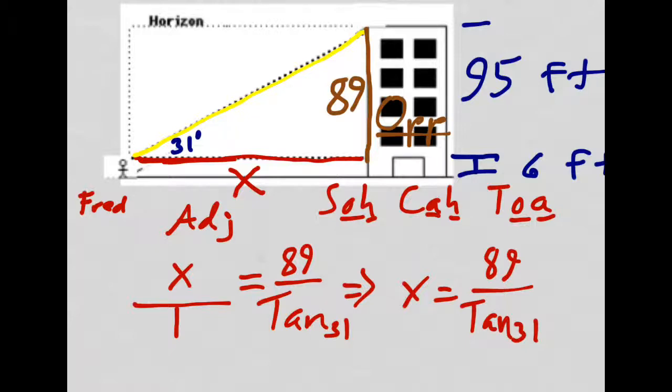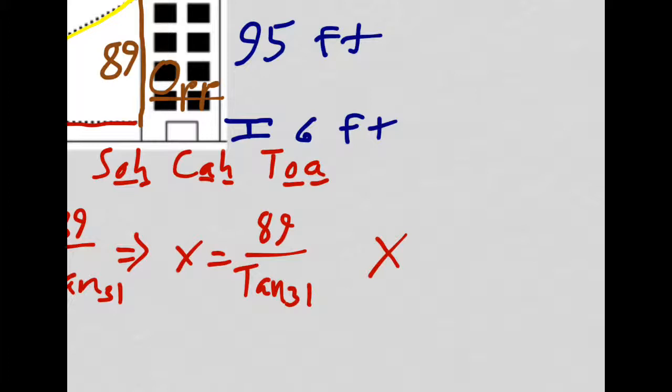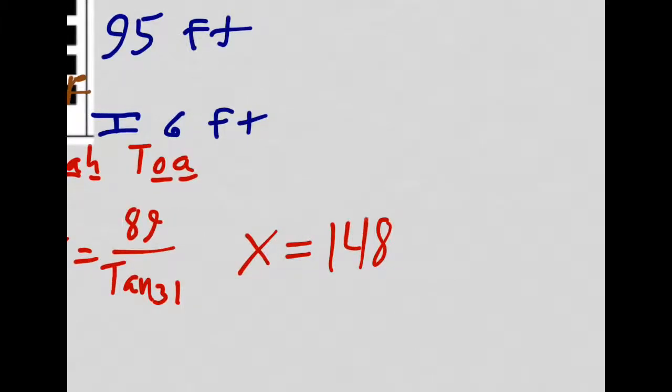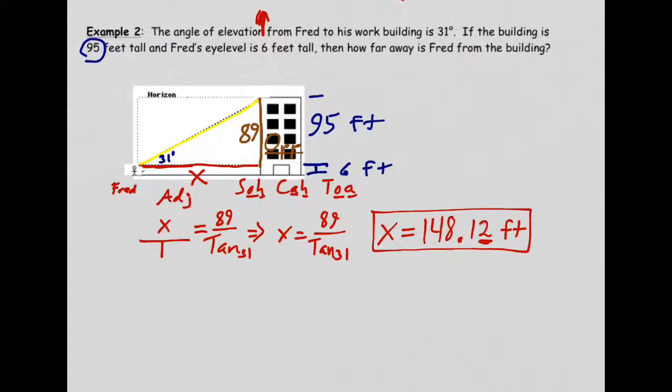And then you enter that into your calculator, and you get X equals 148.12 feet. And that's your answer. That's how far away Fred is from his building. Remember, we always round to the nearest hundredth, which means 2 places from the decimal point right here. Okay. So that's all the work for example number 2.